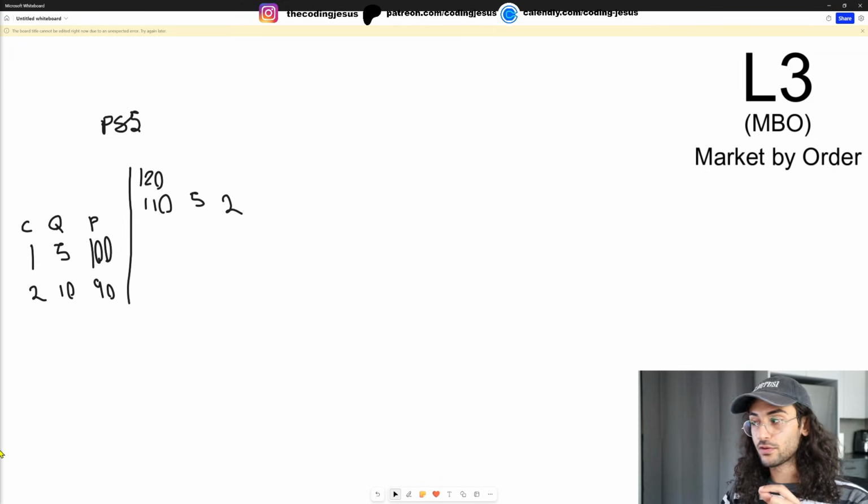Now let's focus on the third level of the order book. Okay, guys, the third level of the order book is usually where the big-brained players exist.